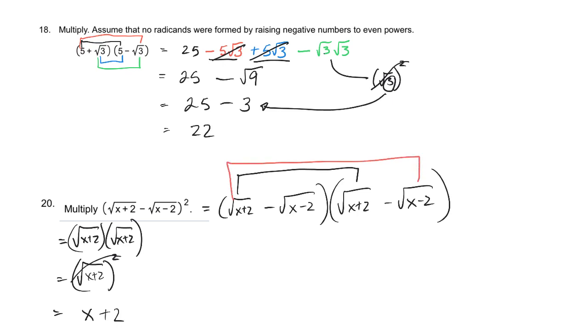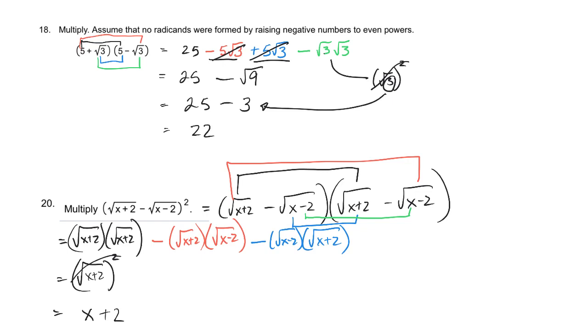This one times this one will be a minus, and then it'll be root x plus 2 times root x minus 2. Okay, good so far. And then we'll do this one times this one, which will be a minus root x minus 2 times root x plus 2.